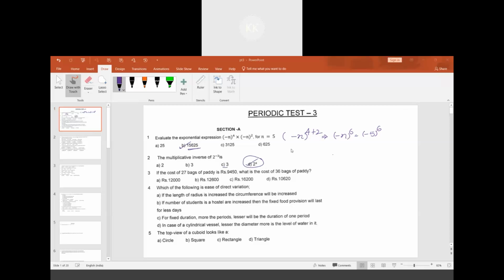What is the meaning of multiplicative inverse? When a number is multiplied with the given number, the product should be 1. If you multiply with 2 cube, it becomes 2 to the power of 3 minus 3, which is 2 to the power of 0. That becomes equal to 1. Easy question.